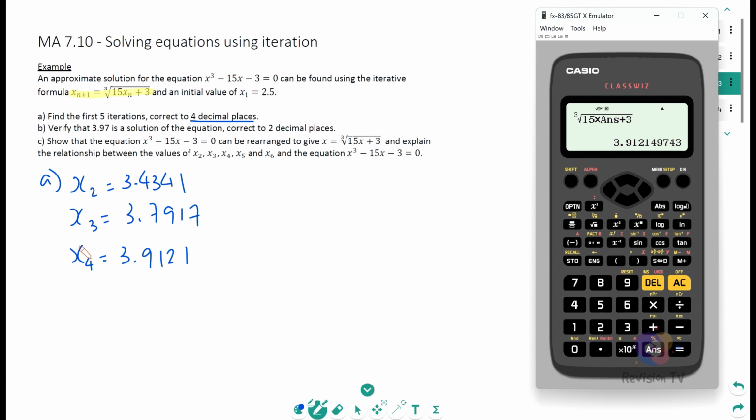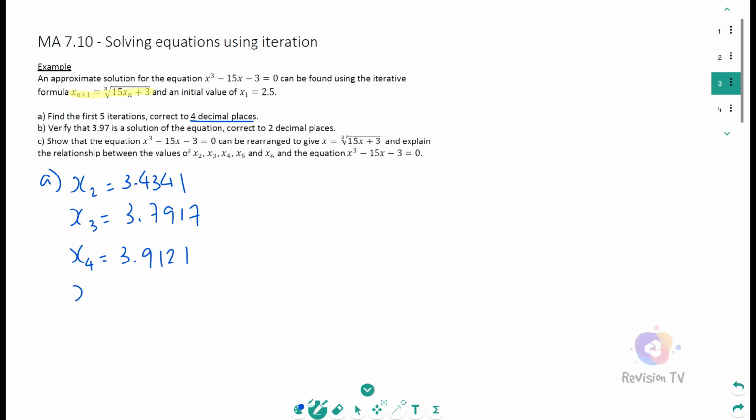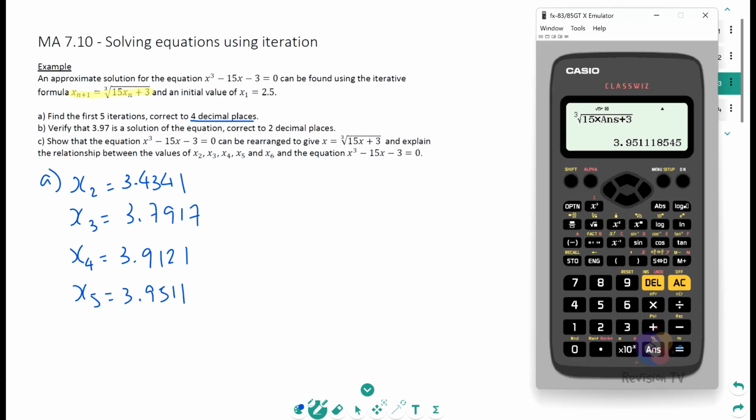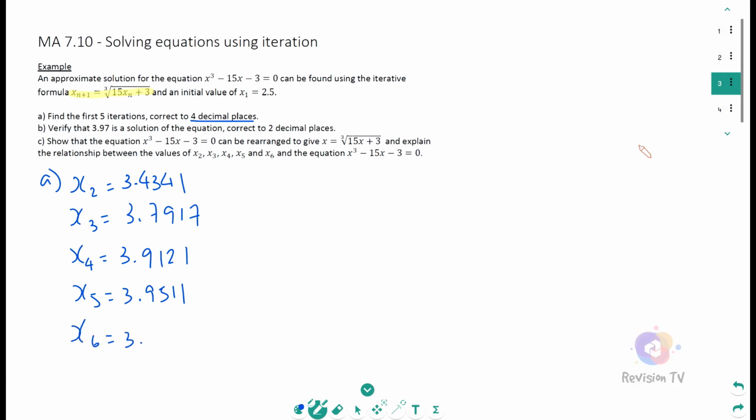So x1, x2, so 2, 3, 4. I need 5 iterations. 1, 2, 3. I need 2 more. 9, 5, 1, 1. And then press again. 9, 6, 3, 6. Okay, so that's the 5 iterations.